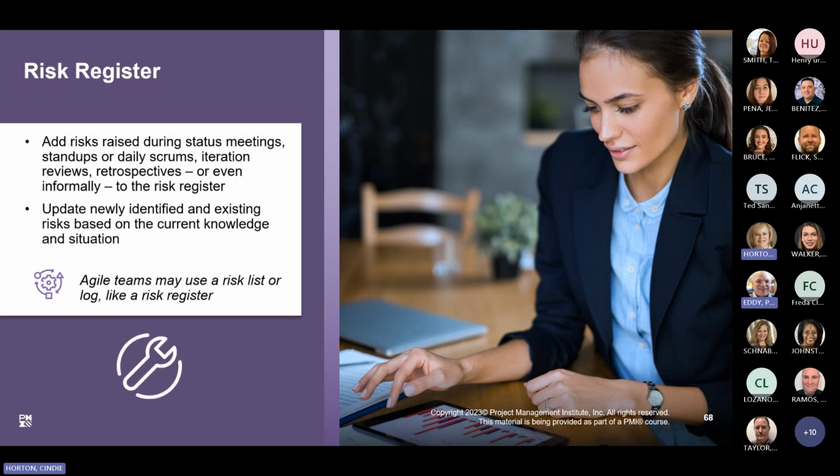Risks that are raised during the project life cycle are added to the risk register. A rigorous review of project risks ensures that risks are identified and documented. Newly identified and existing risks on the project risk register must be updated based on the current knowledge and situation. Agile teams may use a simplified form of a risk register. Sometimes this is called a risk list or a log.